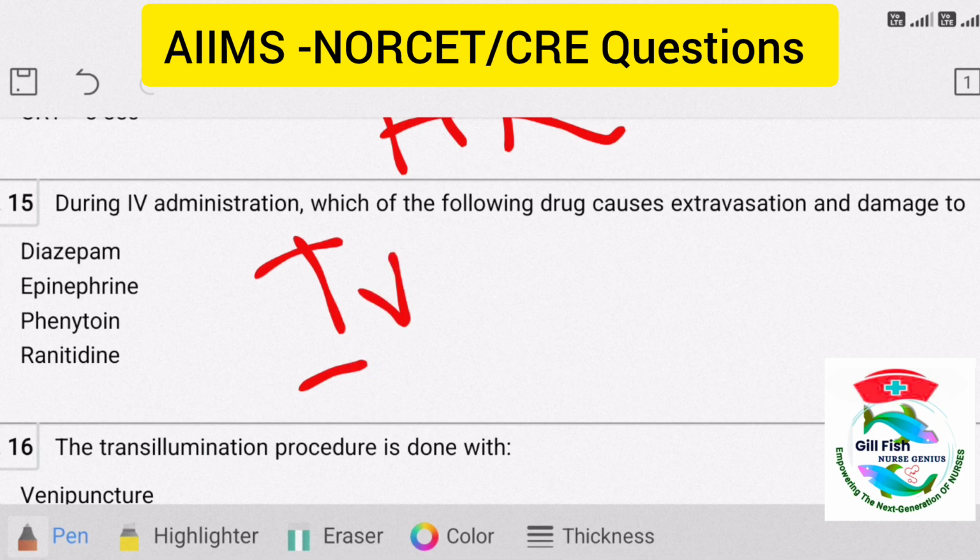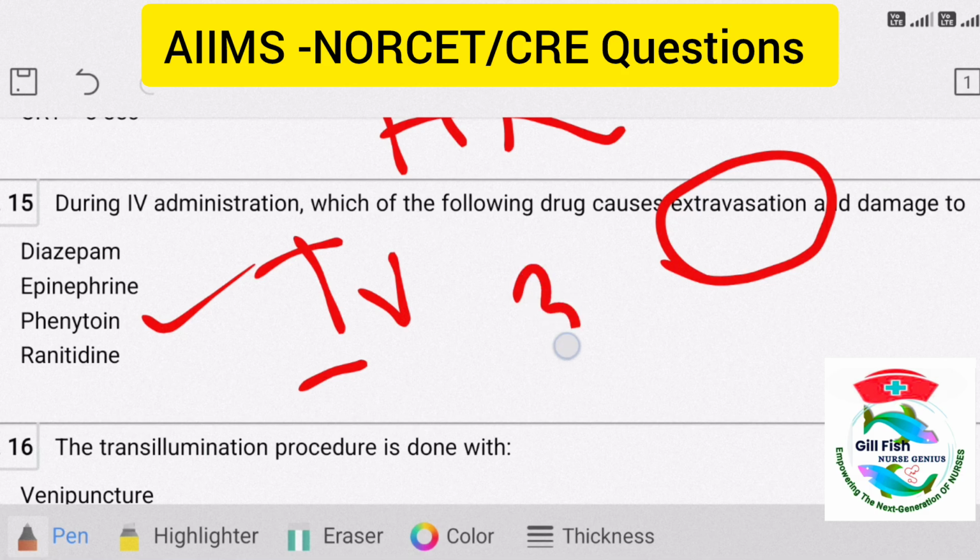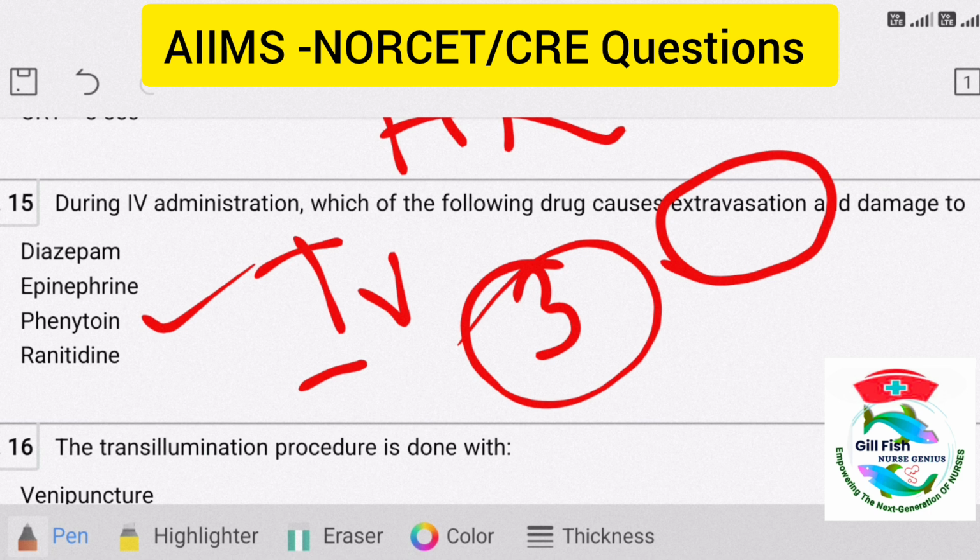So with the IV drug, what is going to happen? Extravasation. If extravasation occurs, which drug is going to cause it? Phenytoin. So option 3 will be the correct answer. Okay, fine. Next, move on to the 16th question.